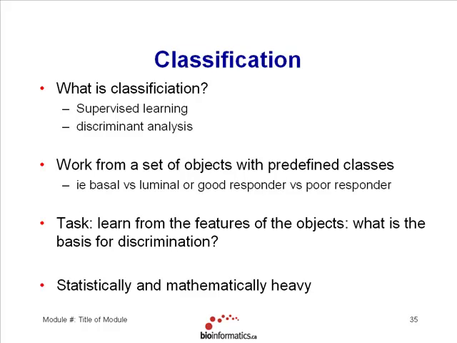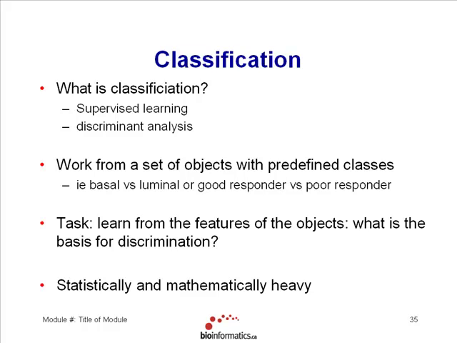Okay, so questions have come up about unsupervised versus supervised. This is supervised learning now, classification, also called discriminant analysis. The big difference here is that we work from a set of objects with predefined classes. Recall that we were trying to discover classes using clustering. Here we're given the classes along with the features. One can think about building a classifier that can distinguish between, let's say, basal and luminal, or a good responder versus a poor responder. The task is to learn from the features of the objects what the basis for discrimination is, and then apply that to my new data for which I don't know the classes.